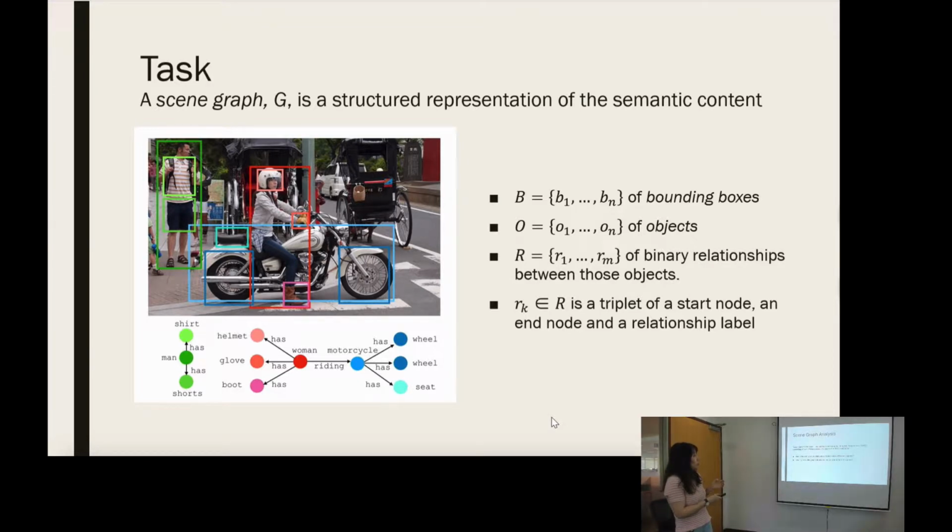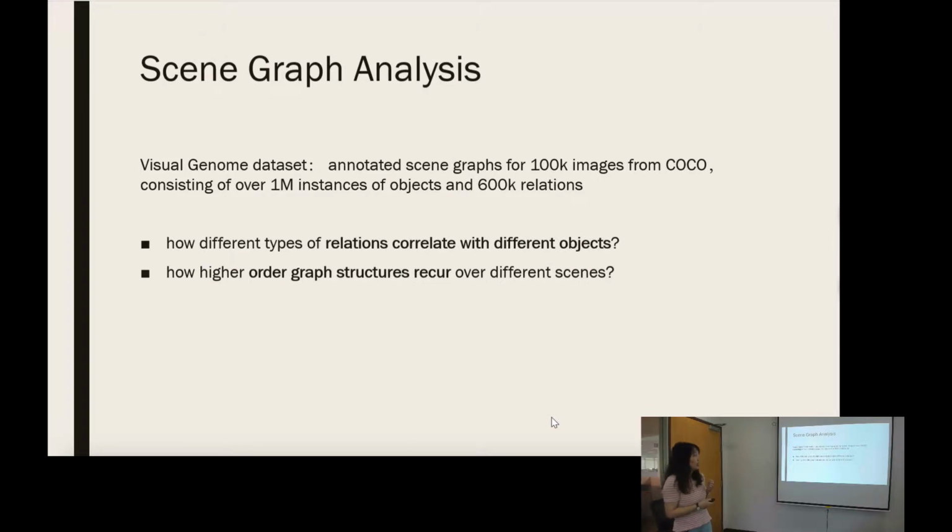Before we build the model, we want to do some analysis of the scene graph. First we talk about the data. This is the Visual Genome dataset. It has annotated scene graph data on images from Microsoft COCO, consisting of over 1M instances of objects and more than 600K relations. When we're building the model, there are two important questions we want to answer.